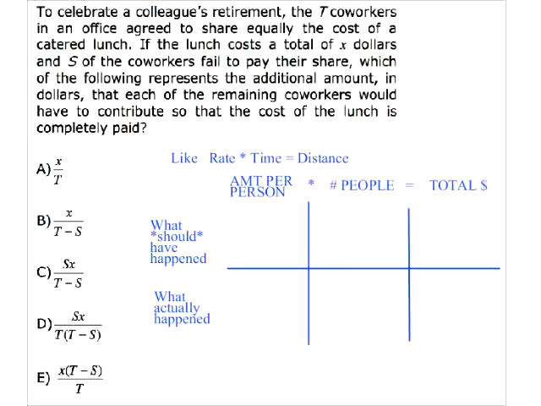So the T coworkers in the office, that's T. Now we go back and do the math. Once you have the chart, go back and do the math.